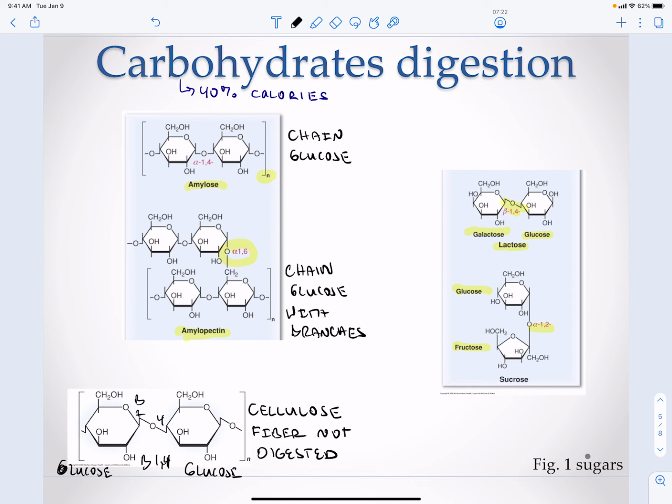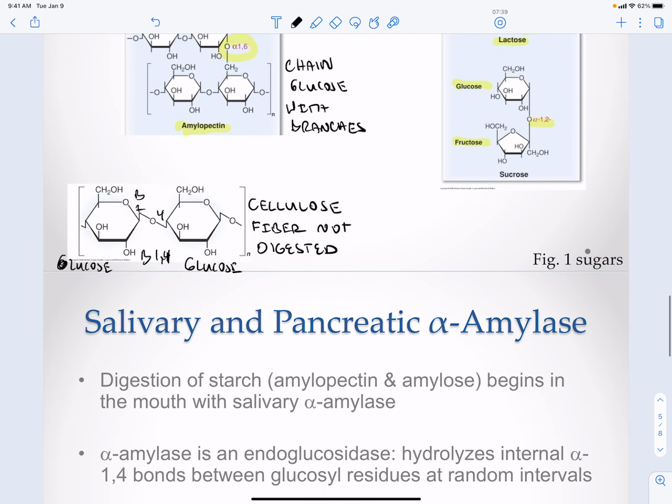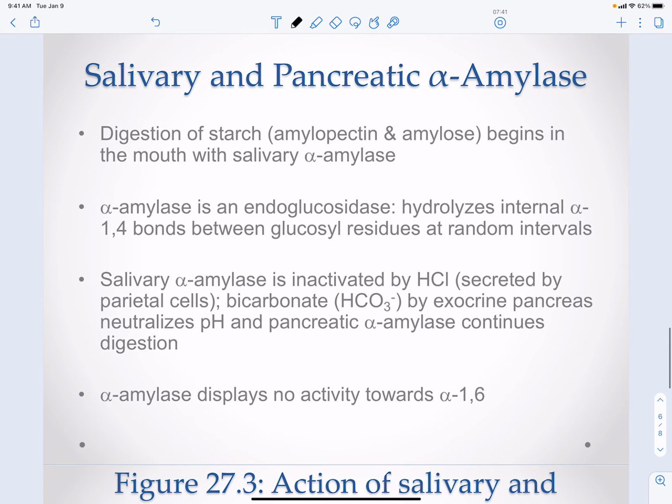But we have enzymes that can deal with that, the alpha-1,6 glycosidic linkages and the alpha-1,4. And so you can have starches that are hundreds to millions of glycosyl units, these glucose units, and they can all be broken down. Now with respect to salivary and pancreatic alpha-amylase, again, we're going to digest the starch, and it's going to become amylopectin and amylose. You're going to have branches or straight chains. And this is going to begin with alpha-amylase in the saliva.